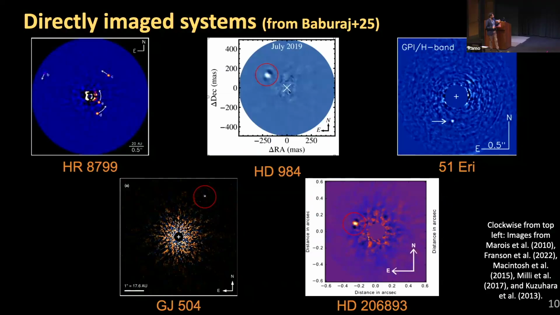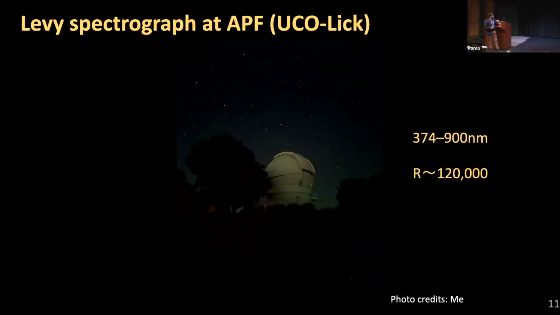So I did this analysis for 5 host stars: HR8799, a very well-known multiplanetary system; HD984; 51 Eridani, which has one of the lowest mass directly imaged planets; GJ504, which has the second coldest directly imaged planet; and HD206893, which is another multiplanetary system. The spectra for all of these were obtained using the Levy spectrograph at APF, which is an optical spectrograph with a resolution of about 120,000.